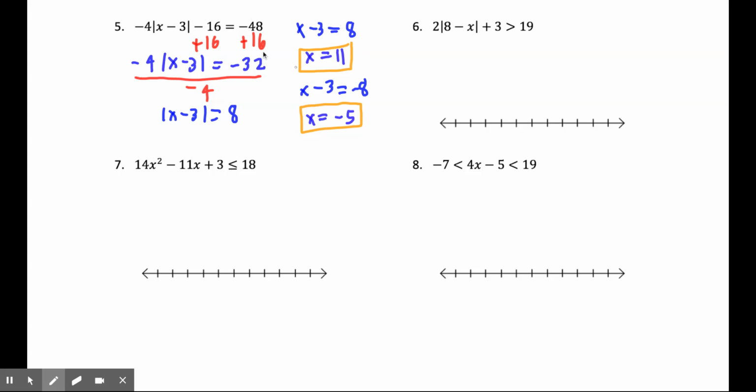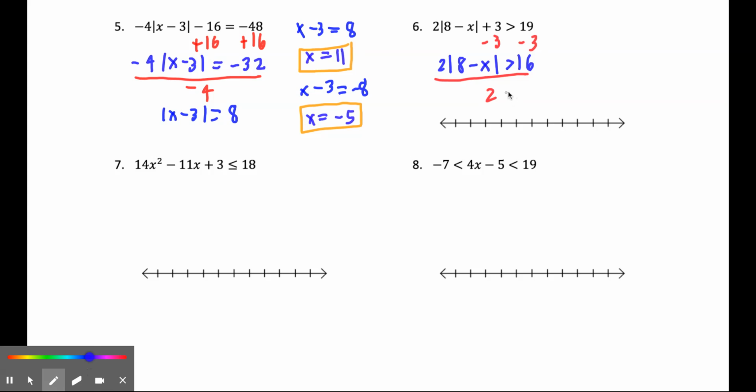Okay, so this one's similar to the previous one, except it's an inequality. So you still need to isolate the absolute value. So subtract 3, and you get 2 times the absolute value of 8 minus x is greater than 16. Then divide by 2, and then you get that the absolute value of 8 minus x is greater than 8. Okay, from here you make 2 inequalities.